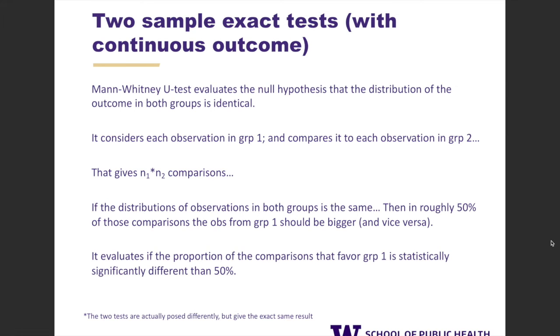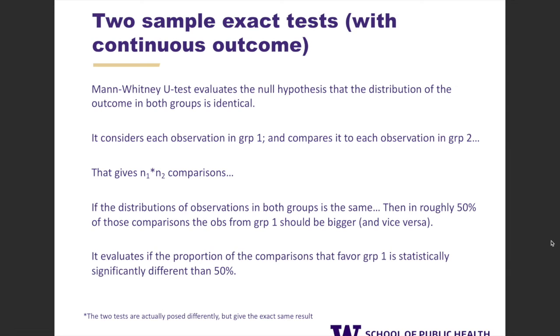And by compare, I mean, it looks at each observation in group 1 and group 2 and identifies which one is larger. Does that favor group 1? Is the observation in group 1 larger? Or does it favor group 2? Is the observation in group 2 larger? Now, if the observations in group 1 and group 2 come from the same distribution, then in roughly 50% of those comparisons, the observation from group 1 should be larger, and in roughly 50% of those comparisons, the observation from group 2 should be larger.